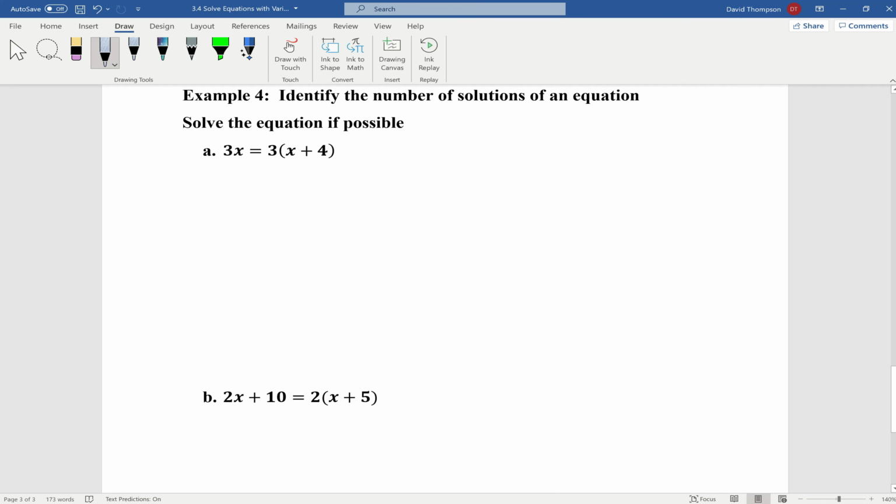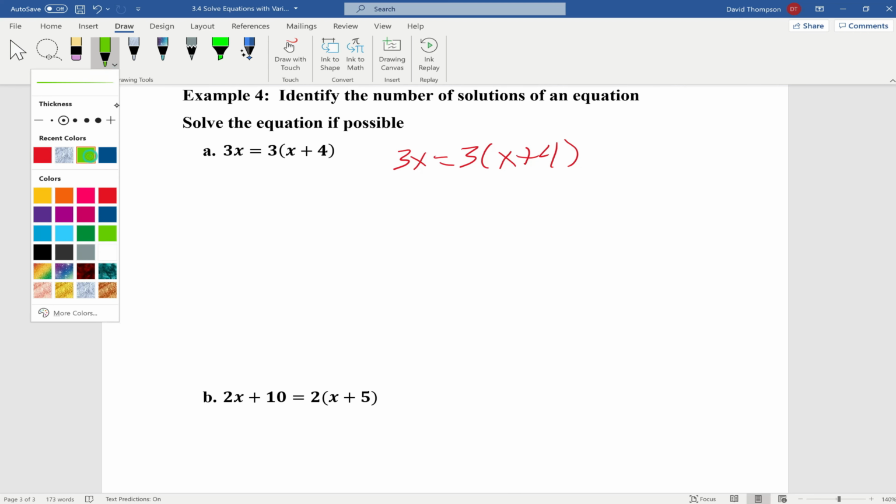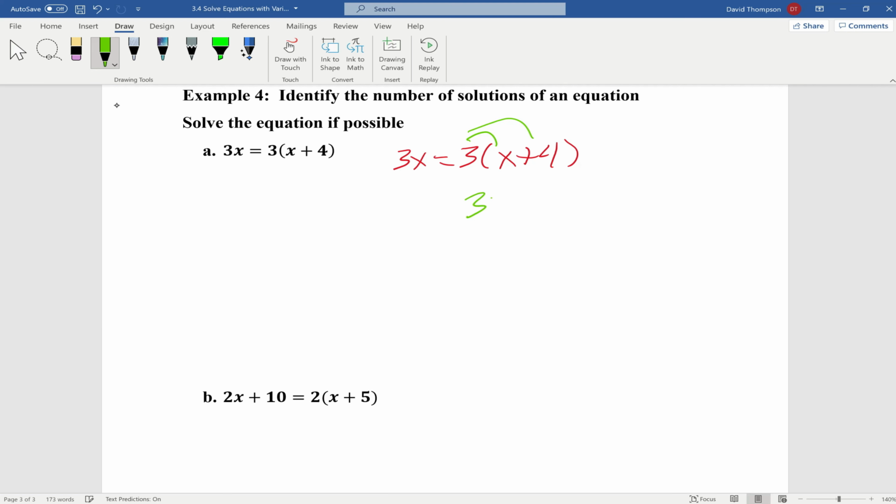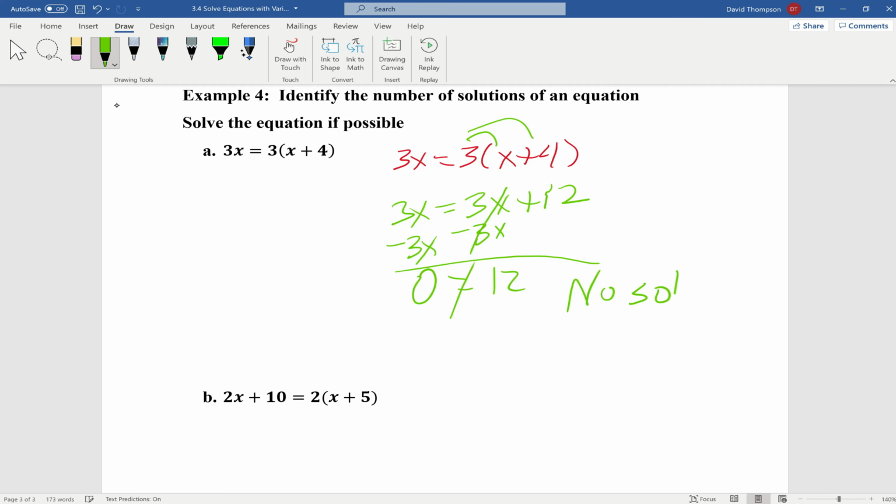Example 4. Identify the number of solutions of an equation. We're going to solve each equation if possible. First, we're just going to rewrite the equation. So we have 3x equals 3 times (x plus 4). Next, distribute on the right. 3 times x is 3x, plus 3 times 4 is 12, equals 3x. Subtract 3x from both sides. This 3x cancels, and we're left with 0 equals 12. It's not possible for 0 to be equal to 12. So in this equation, there's no solution.